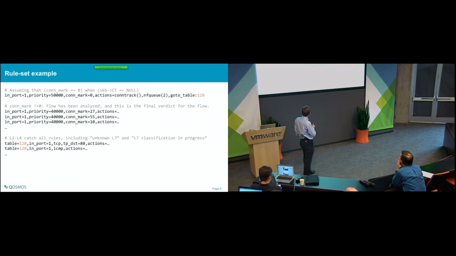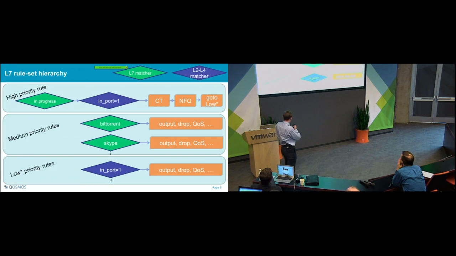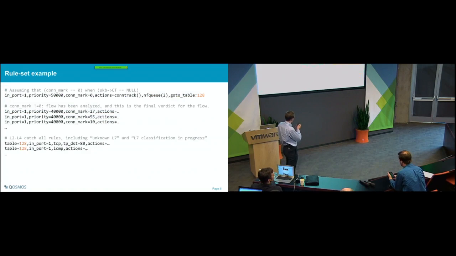So, one example of the rule sets. Just back again, we have high, medium, low. The first one is to keep updating the contract and the DPI engine, then layer 7, and then layer 4 only. So this is the most basic layer. Input port equal 1, so highest priority. I didn't play with tables in this example.